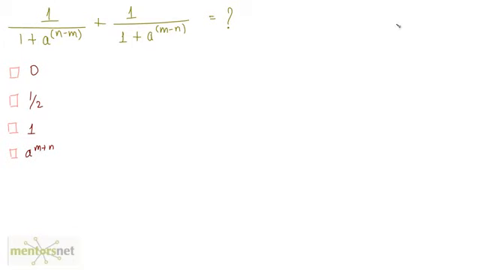Well, do you know the law of indices of a raised to m divided by a raised to n? Well, it is equal to a raised to power m minus n, and vice versa. So we have a similar situation here. I can write this as 1 divided by 1 plus I have a raised to power n minus m. So something similar to this, a raised to power m minus n. So it is a raised to power n divided by a raised to power m.